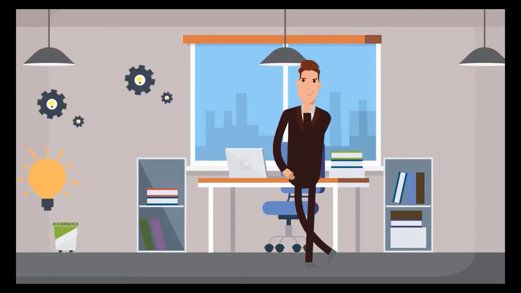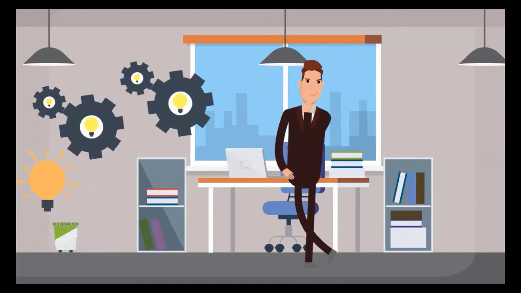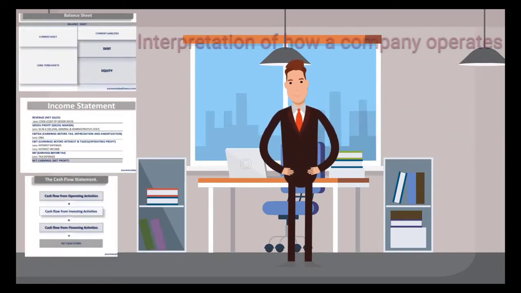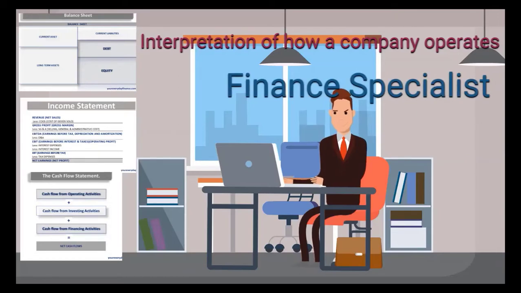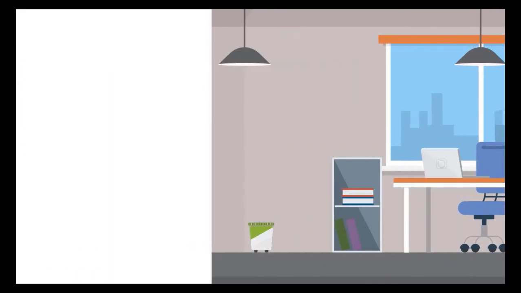To have an in-depth idea of how a company works, it is very vital to understand how financial analysts look at and interpret the three important financial statements of a company, which are the balance sheet, the profit and loss statement, and the cash flow statement. In this simple but very strategic series, we are going to show you how a company operates by interpreting these three financial statements through the lens of a financial specialist.